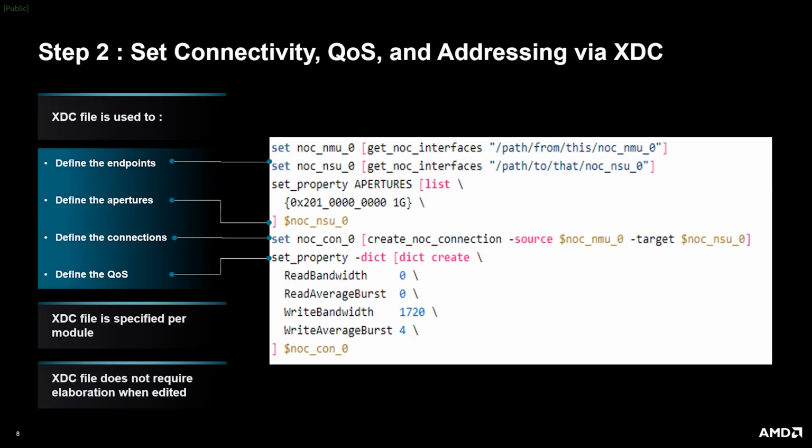The next step is to make the NOC connections between the NMUs and NSUs. The XDC file can be specified per module and does not require the RTL to be elaborated when modified. Looking at the example file here, the first two lines store the NMU and NSU instances into Tcl variables. These are given paths to NMU and NSU instances.